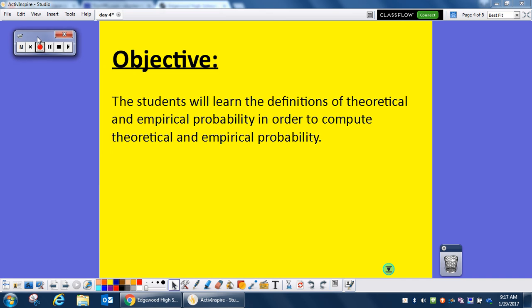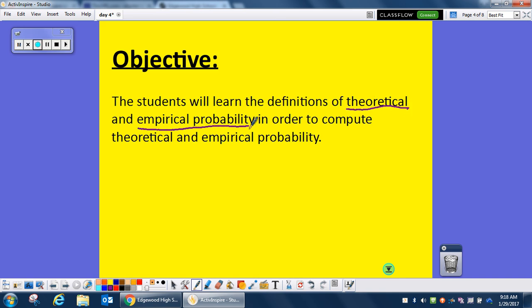Okie dokie. Today, your objective is that students will learn the definitions of theoretical and empirical probability in order to compute theoretical and empirical probability. Normally I do this in one day with what we would do after the quiz, but I've separated it so you can really focus on the simple probability today. And then next class after the quiz, we will do a little more difficult probability.